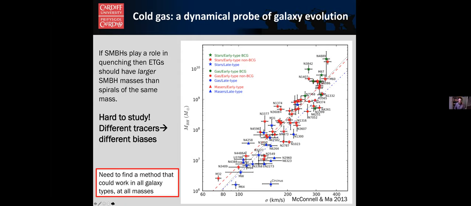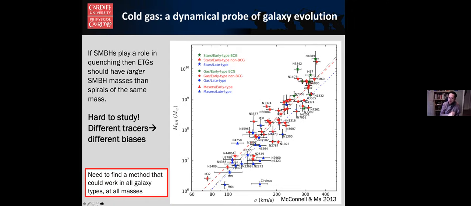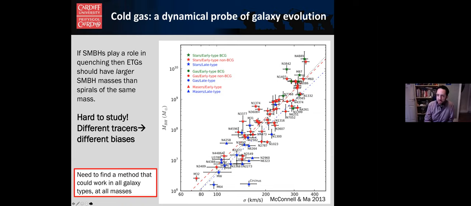But more importantly, you'll notice the symbols are different. So for instance, the stars on this diagram are galaxies where they've measured the black hole mass using the stars in the object. The round symbols are where they're using the gas, and the triangles where they're using masers, these microwave lasers that are in the accretion disks around supermassive black holes. And what you can notice is that the vast majority of the spiral galaxies had either maser or gas measurements, while the vast majority of the early type galaxies had stellar measurements. And that should be setting alarm bells ringing for everybody, because if you're going to measure things in a different way and then find an offset, is that systematics or is it real?